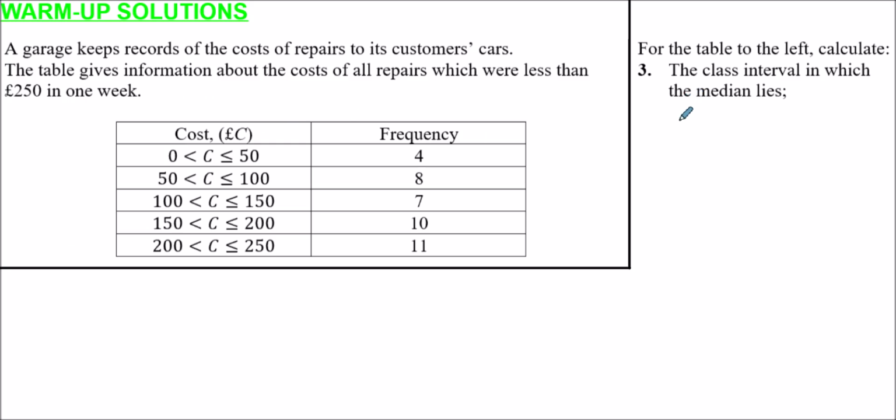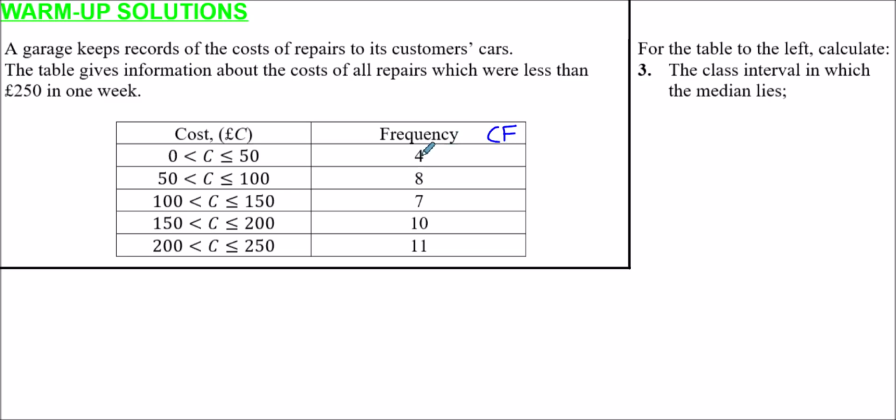Question 3. We're told a garage keeps records of the costs of repairs to its customers' cars. The table below gives information about the costs of all repairs which were less than £250 in 1 week. For question 3, we need to calculate the class interval in which the median lies. The best thing to do here, I would suggest, would be to do a running total, in other words, cumulative frequency.